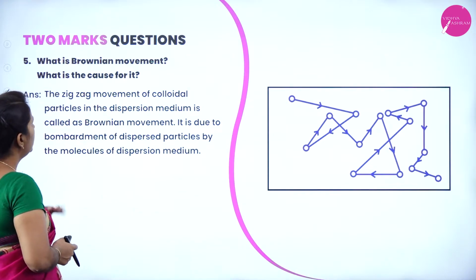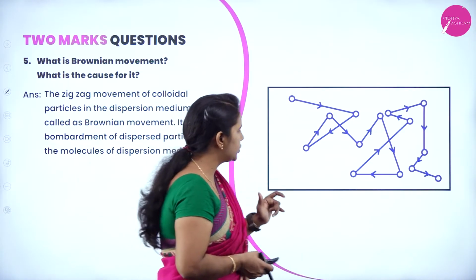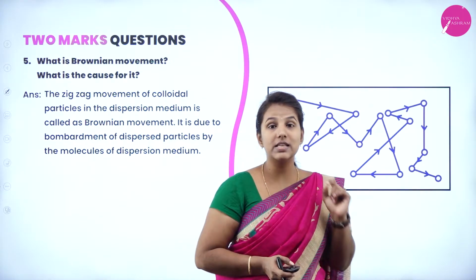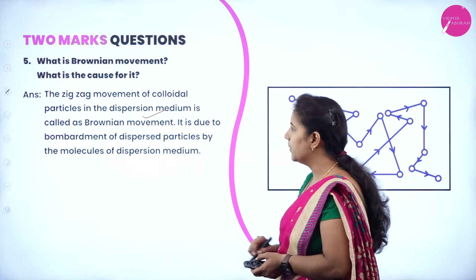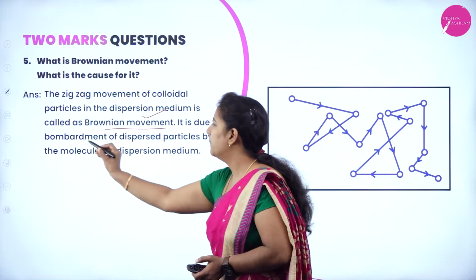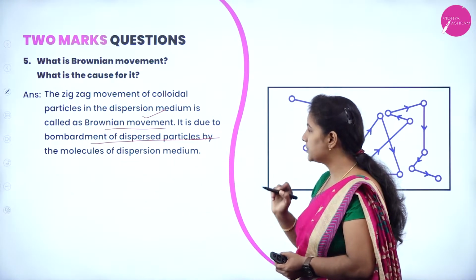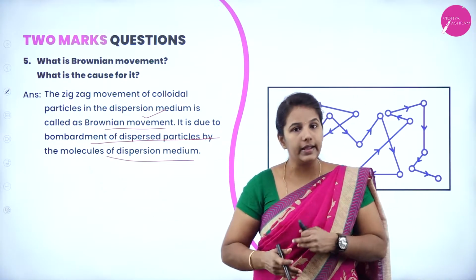Next, what is Brownian movement? We already know that from the picture. It is nothing but zigzag movement of colloidal particles in a dispersion medium. It is said to be what? Brownian movement, and this is due to the bombardment of dispersed particles by the dispersion medium. So why do they get bombarded?